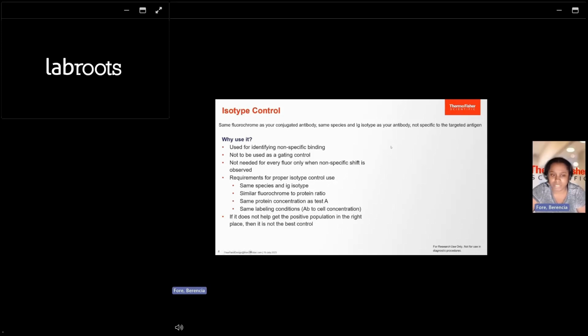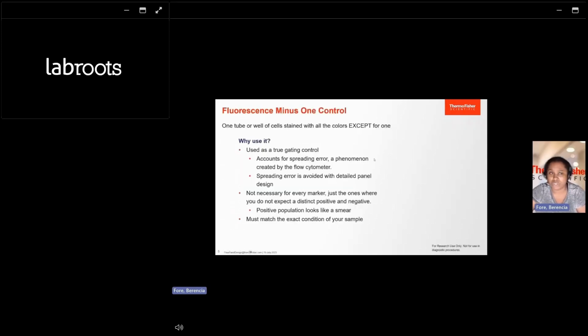The next control that I like to mention is the FMO control, the fluorescence minus one. This is sort of seen as the replacement for the isotype control because it actually truly does help you to set your gates properly. What it does is it accounts for spreading error, which is a phenomenon created by the flow cytometer, and it's a sort of photon counting error that happens when the PMT detector is amplifying that signal. And so with the fluorescence minus one, it's not necessary for every marker, but it's just important for the ones where you don't expect a distinct positive and negative population.